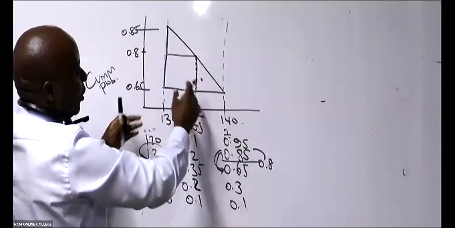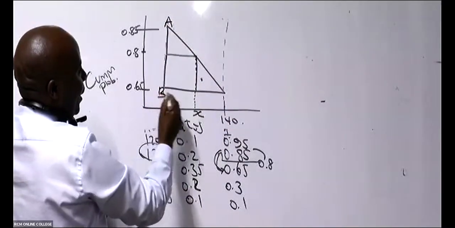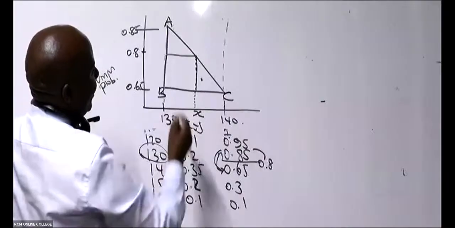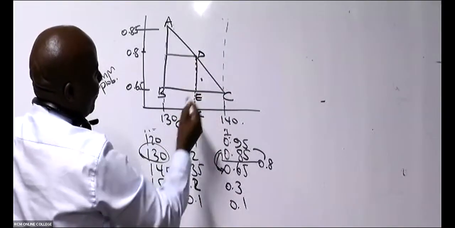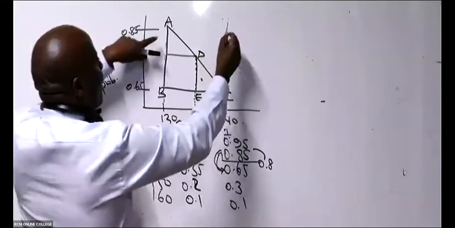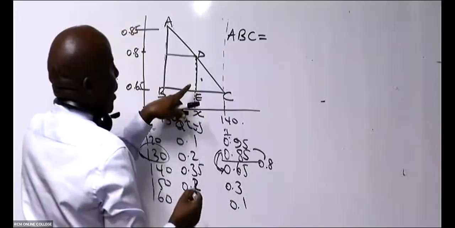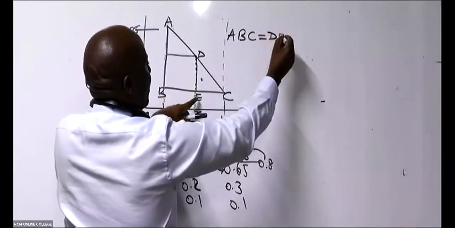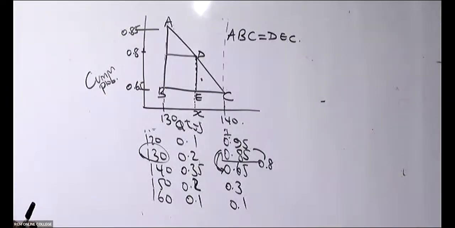So I have this big triangle, and then I have this small triangle, this one here. Let me just label them A, B, C, and then I have my D there. Can put here E. So in this case, triangle ABC is similar to triangle DEC. So then in this case, what do we have?